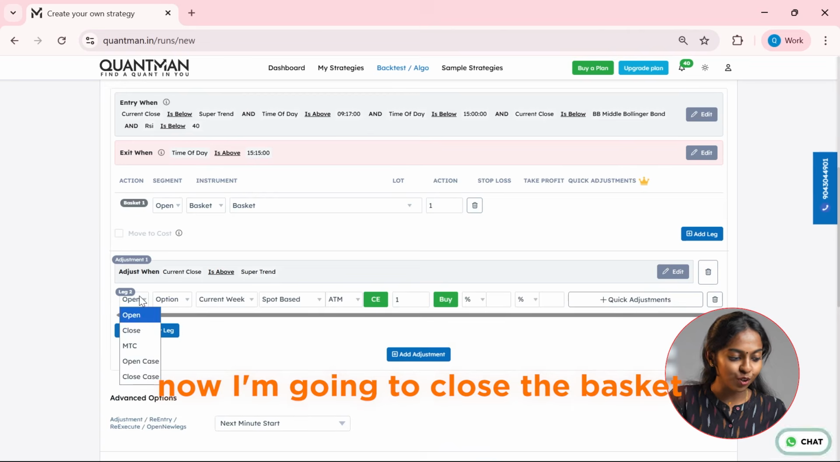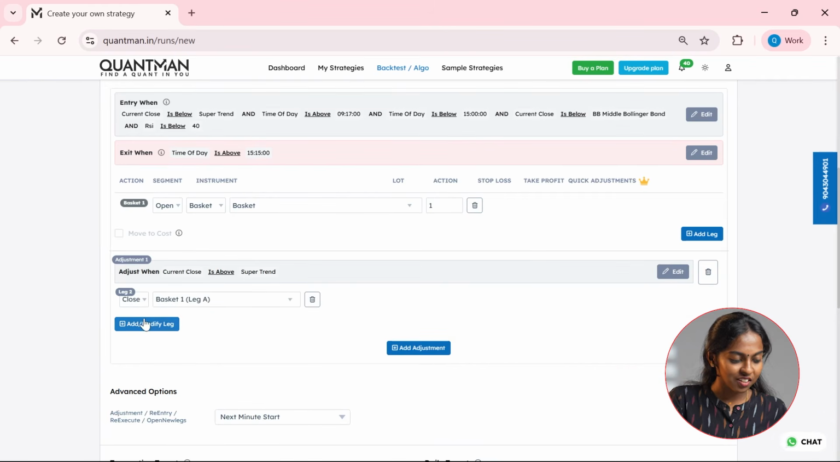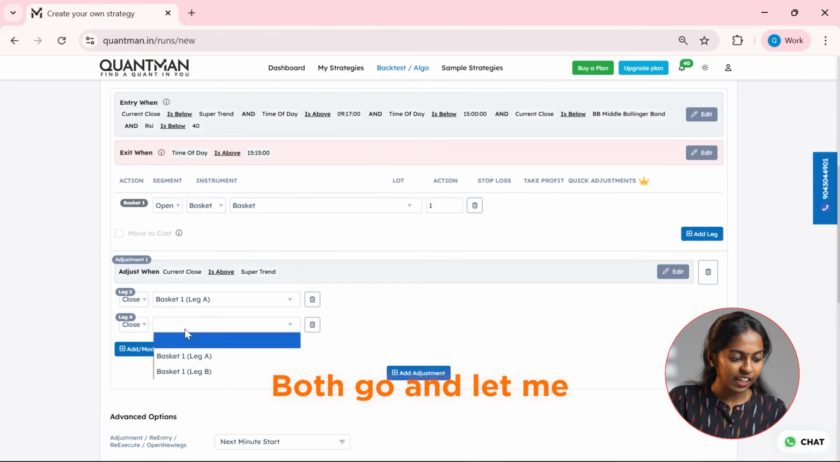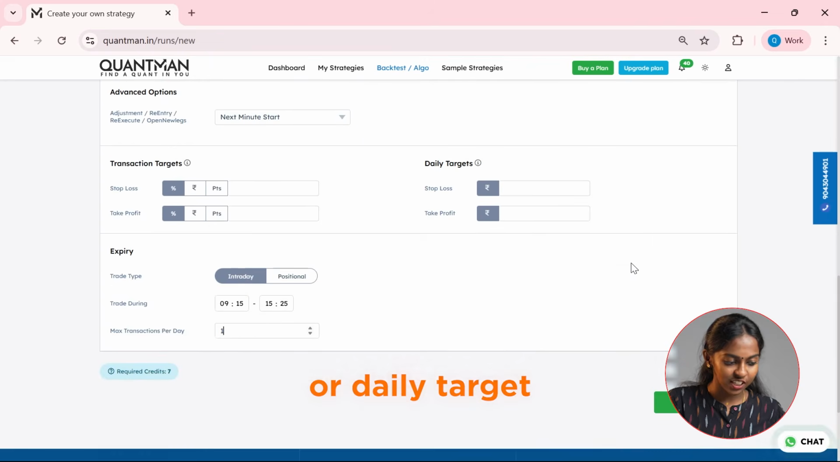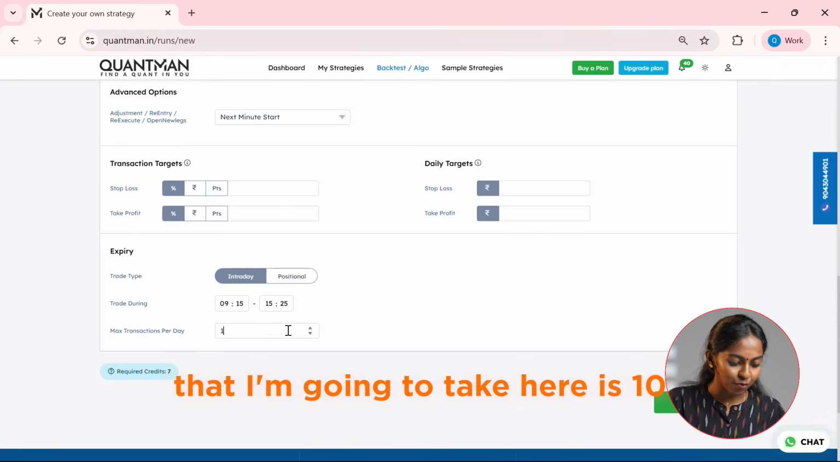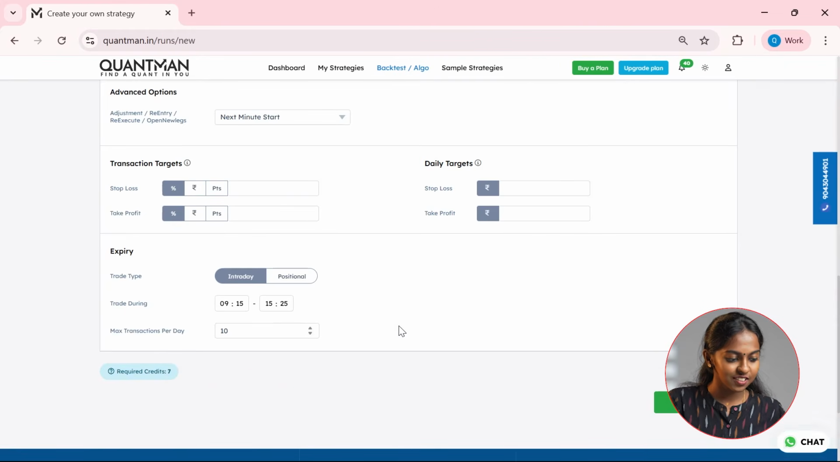Now I am going to close the basket, both leg A and leg B. I am not going to give any transaction target or daily target. The maximum trade that I am going to take here is 10. So now let's backtest this strategy.